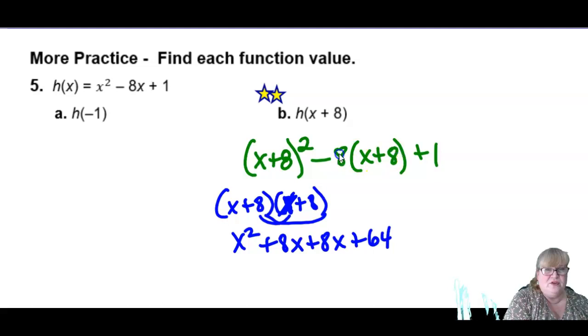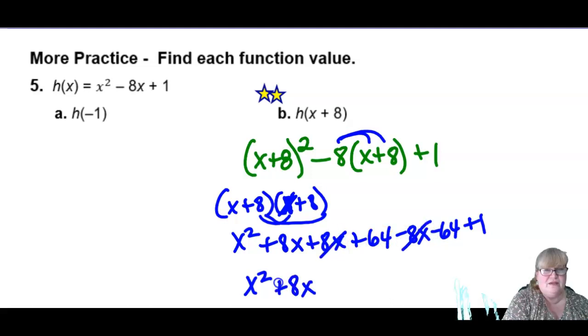Then we can distribute over here. Minus 8x minus 64. And then there was this plus 1 on the back. And we can simplify. Let's see, we have an x squared. 8x minus 8x, that'll get rid of one of those. So we have an 8x, and 64 minus 64, and a plus 1. That's all that's left.